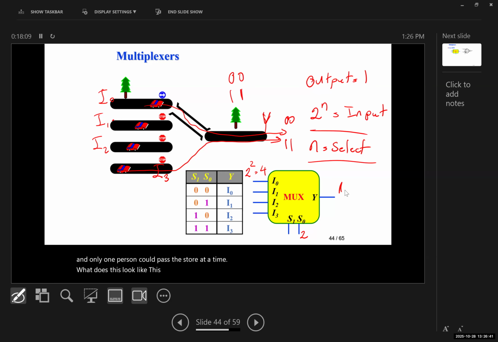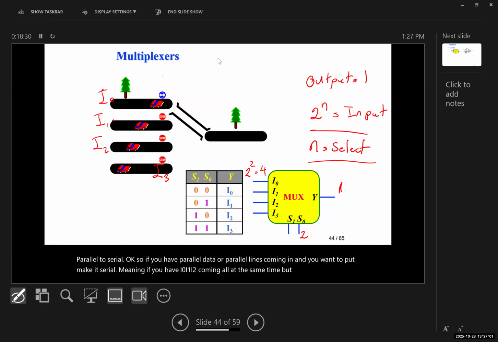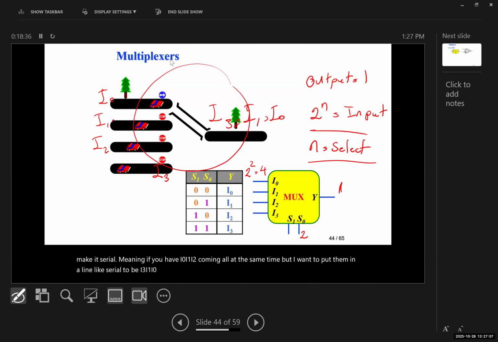Now, what does this look like? This is exactly what happens in a computer when we want to convert parallel to serial. Okay. So if you have parallel data or parallel lines coming in and you want to make it serial, meaning if you have I0, I1, I2 coming all at the same time, but I want to put them in a line like serial to be I3, I1, I0, then I would use a multiplexer. So multiplexers are very good when you want to convert parallel to serial. Now, data. Parallel data coming in for 4, from 8, or 10, 100 lines, and then you want to convert it to serial.